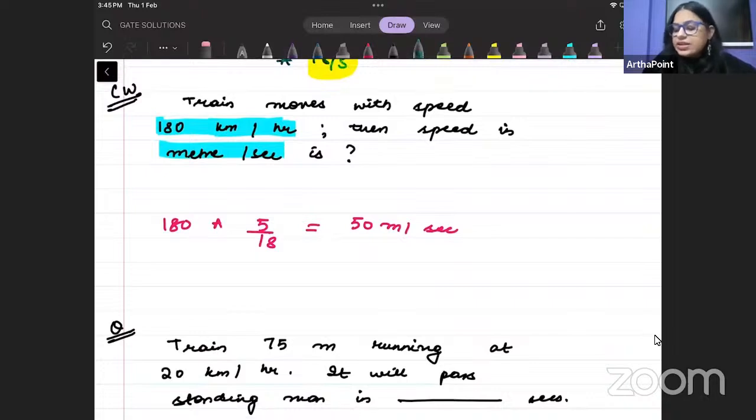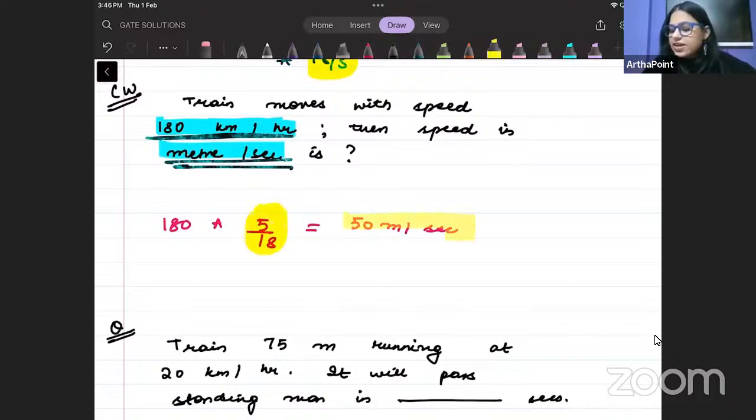Look into the first question. It says a train is moving at the speed of 180 kilometer per hour. Then the speed in meter per second is? As I told you, if I have to convert into meter per second, I need to multiply it with 5 by 18. So when I multiply it with 5 by 18, I will get the answer as 50 meter per second.